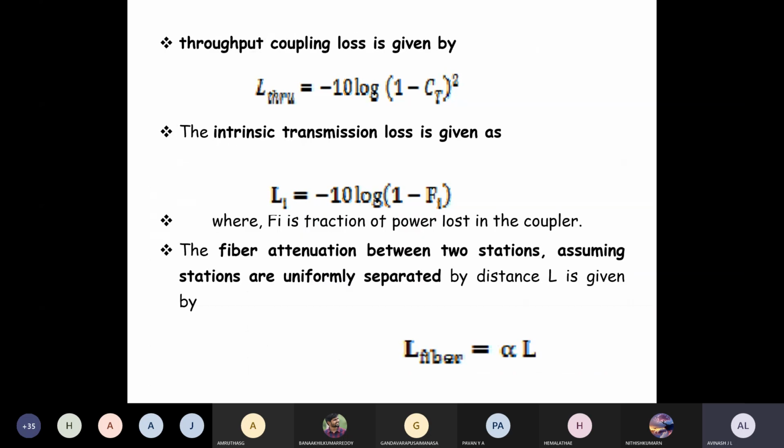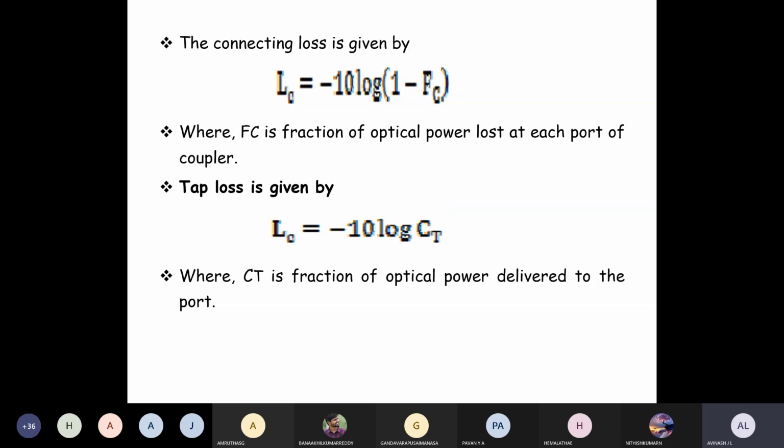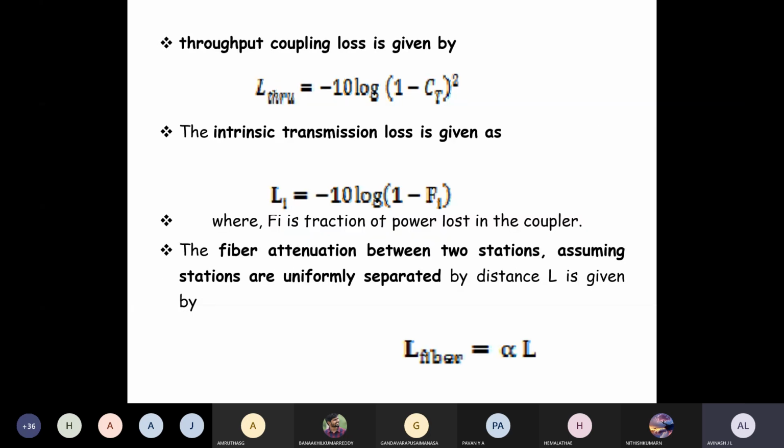After these two equations you must write down the throughput. When you are talking about the throughput, L through is equal to minus 10 log of (1 minus CT) whole square. What is CT? We have taken it in the last slide. CT is the fraction of optical power delivered to the port. Delivered to the port means transmitted from the transmitter and received at the receiver end. That is delivered to the port.